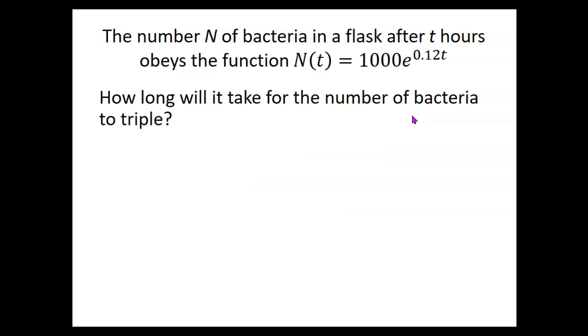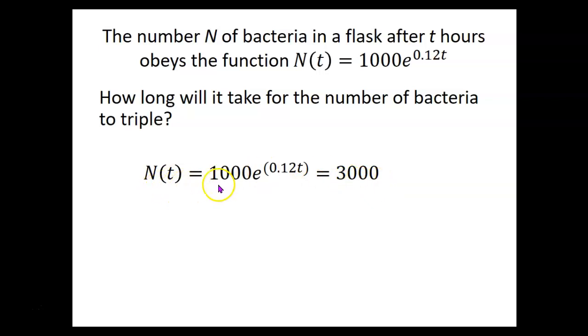Last part, how long will it take for the number of bacteria to triple? So again, it's asking us to find how long, what time, t, for the number of bacteria to triple. And remember, we started with 1,000. That was the initial value at time t equals 0. So for the number of bacteria to triple means that it would reach 3 times that amount, 3,000. So we want to know what t makes 1,000 times e to the 0.12 t equal to 3,000. So we're setting that equal to 3,000 and solving for t.